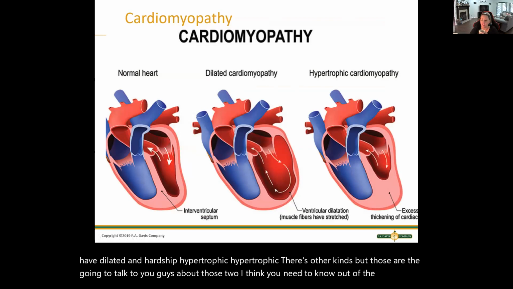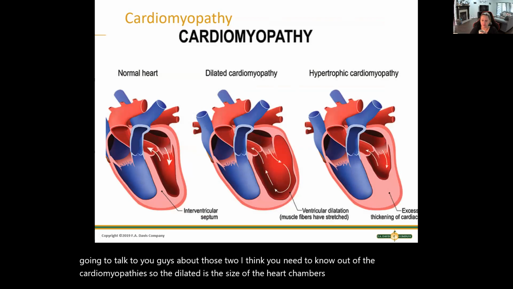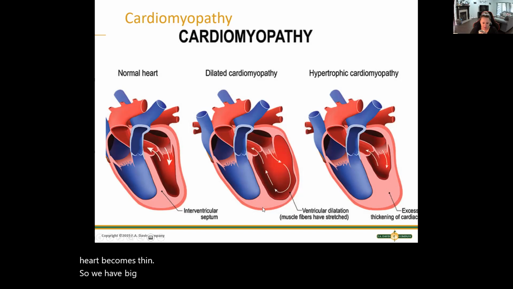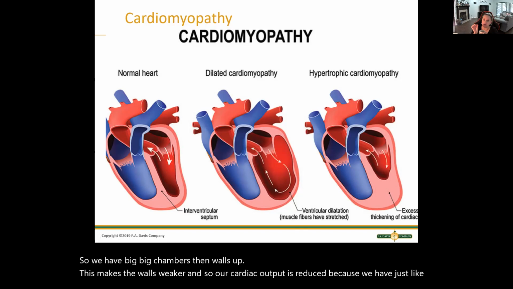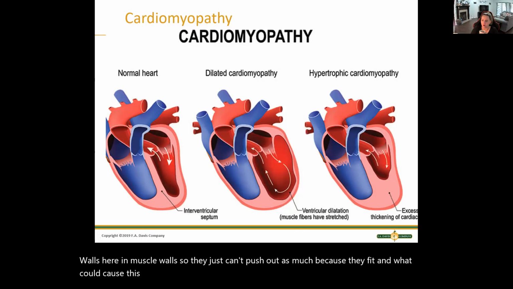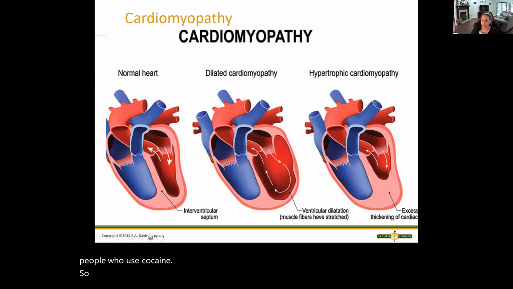So in the dilated, the size of the heart chambers increases and the walls of the heart become thin. So we have big chambers, thin walls. This makes the walls weaker, and so our cardiac output is reduced because we have really thin muscle walls here. So they just can't push out as much blood because they're thin. What can cause this? Poorly controlled hypertension and coronary artery disease, and also those people who use cocaine. So cocaine's not good for you.